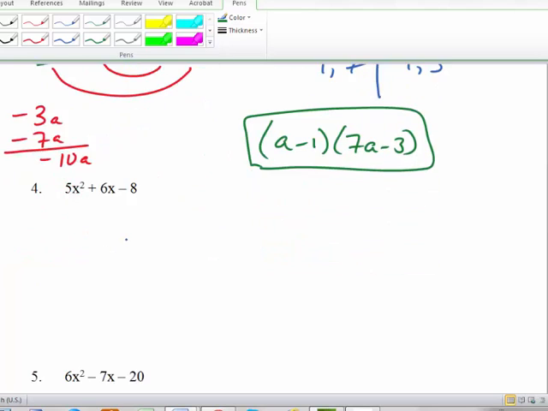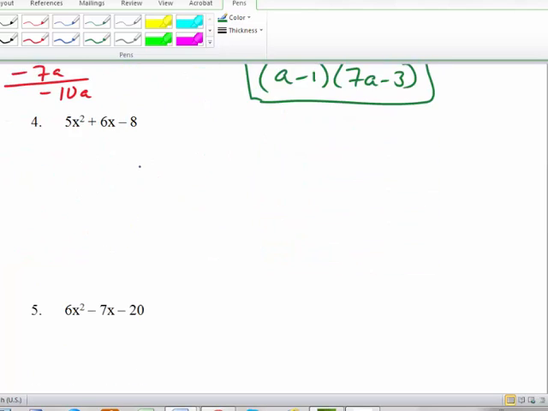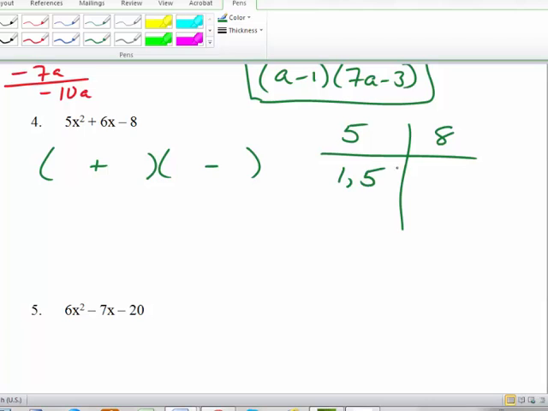Our next problem, problem 4, has a minus sign at the back end and a positive in the middle. Well, the minus sign at the back end is going to lead us to a plus and a minus. That plus and a minus is because of that negative 8. What two numbers multiply to a negative? Well, I have factors of 5 and factors of 8. Factors of 5 are just 1 and 5, but factors of 8, there's two possibilities: 2, 4, and 1, 8.